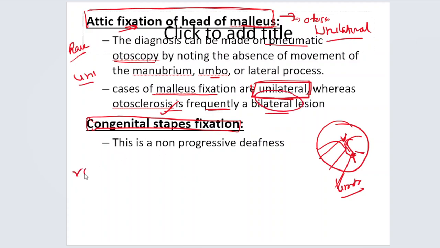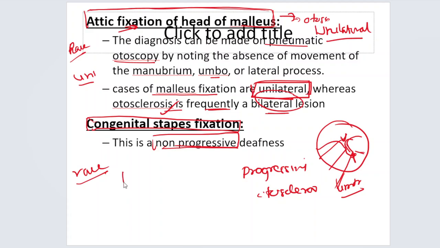Congenital stapes fixation is also a very rare kind of condition. You differentiate it because this is a non-progressive kind of deafness, whereas otosclerosis is a progressive deafness. Otosclerosis is progressive. Congenital stapes fixation is non-progressive.